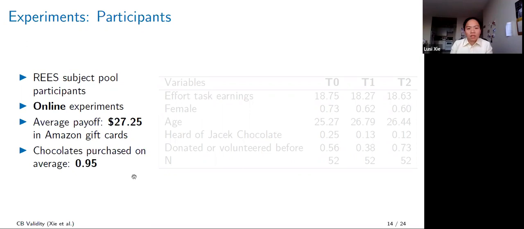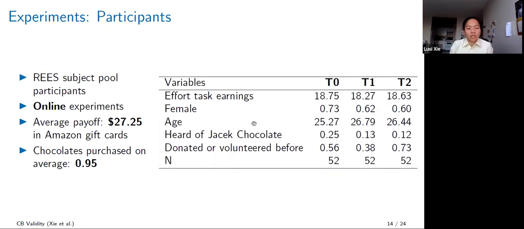Here is a table of the mean values for the variables that we collected. As you can see, the subject pool is classic, so the mean values are quite close across treatment groups, but they are not balanced. So we included them in the analysis.